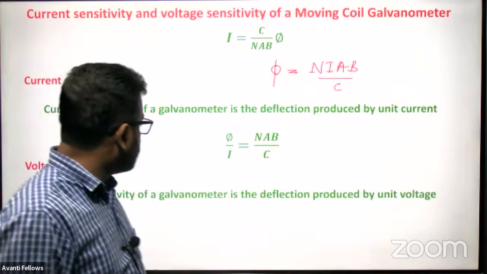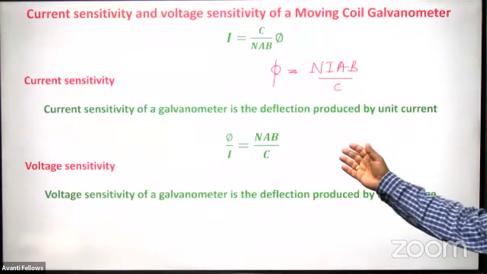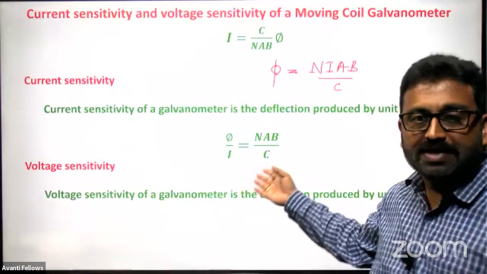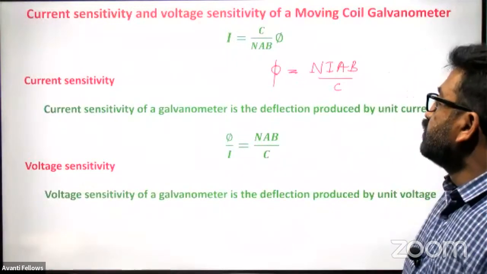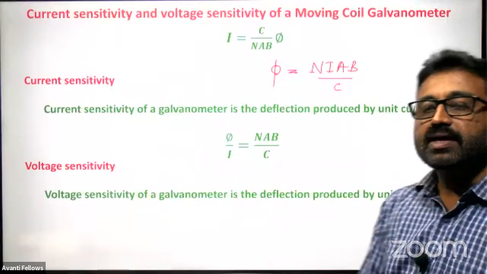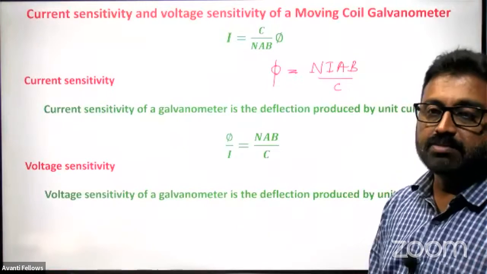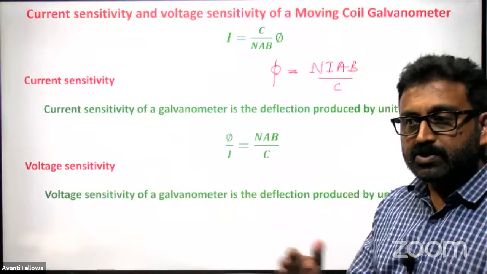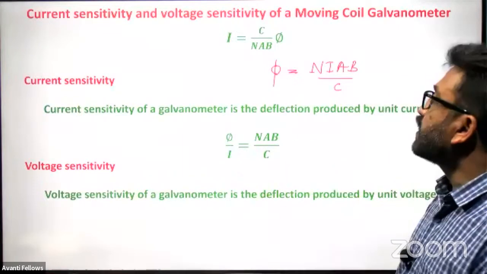Now, next is the voltage sensitivity. Current sensitivity is the deflection per unit current, deflection upon current. That means if 1 ampere current is flowing through the galvanometer, how much deflection does it produce? Unit current is 1 ampere. That is called current sensitivity.